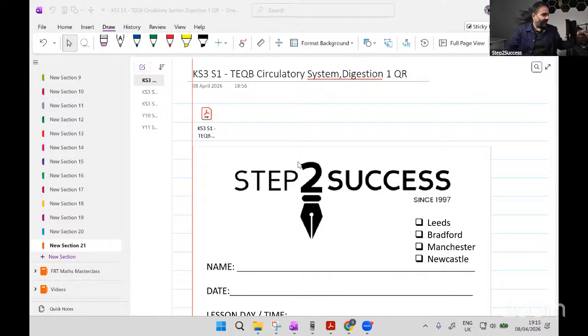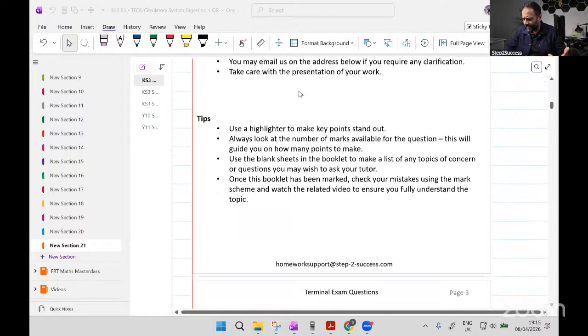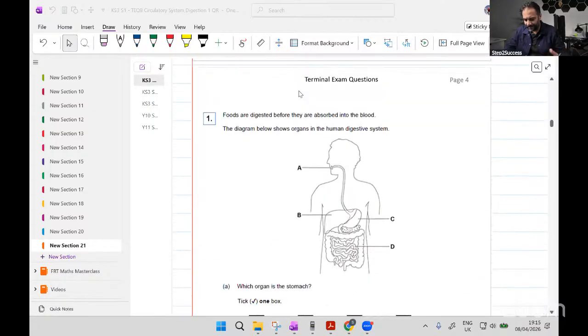So everybody in Key Stage 3 did some stuff on the digestive system and also the circulatory system, which is the heart and stuff. A lot of this, especially if you're in year 7, will be challenging, but that's okay because it will get easier.